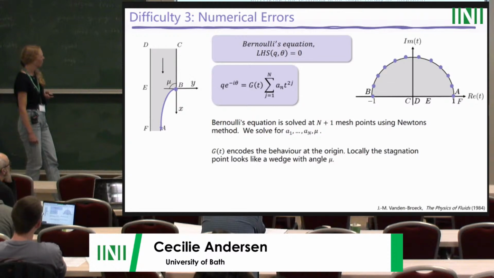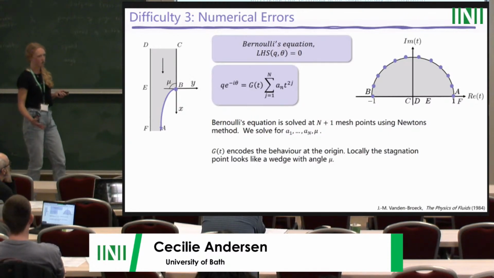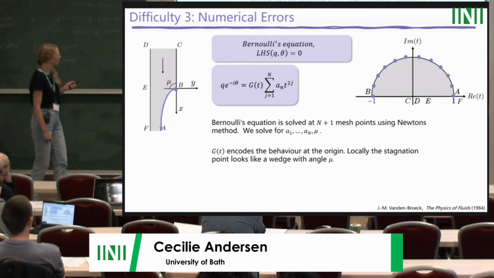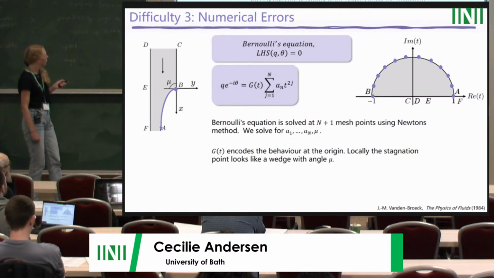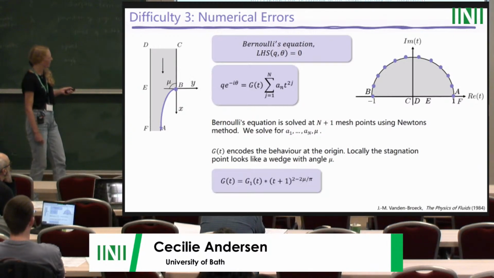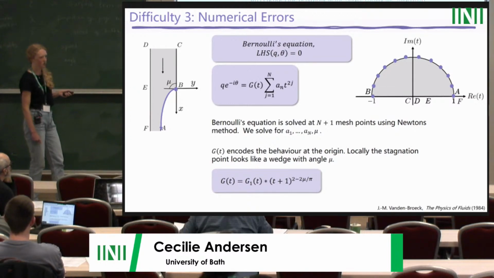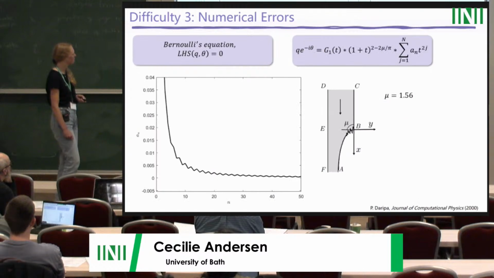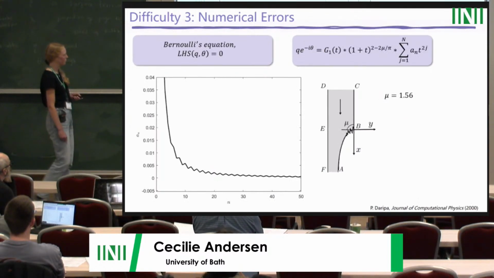Okay, so we try to do this, and the numerical method doesn't work amazingly, so an improvement of this method is to include this prefactor term, which accounts for some of the behavior. In particular, we want this prefactor term to account for the behavior at the stagnation point. So it ends up looking like this, which basically locally is the behavior of a fluid moving past a wedge of angle mu.